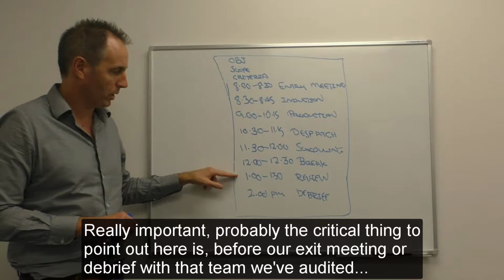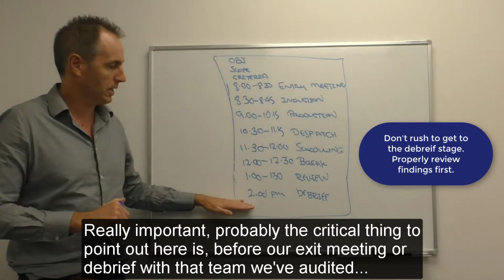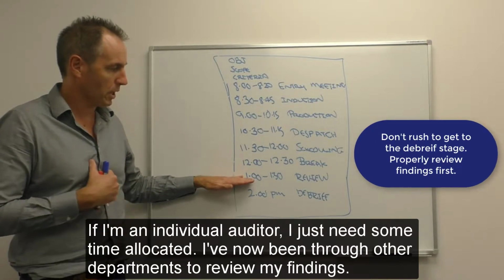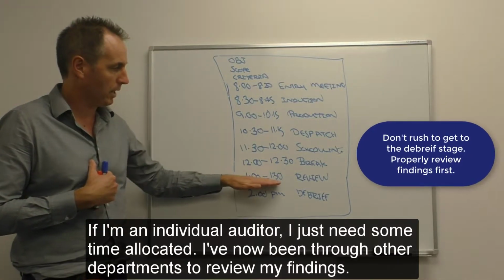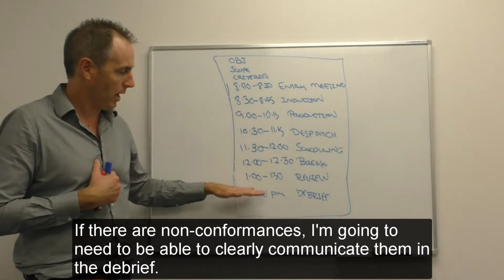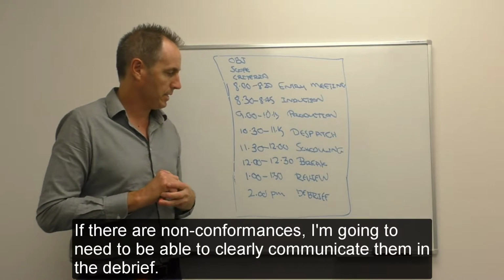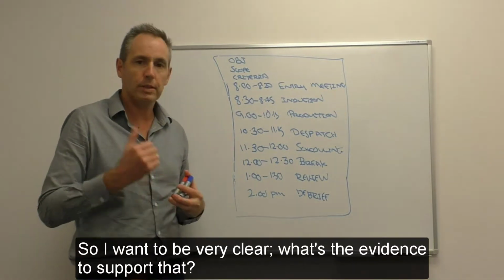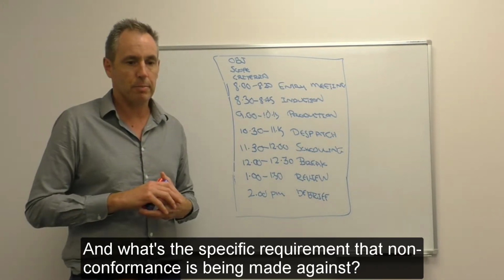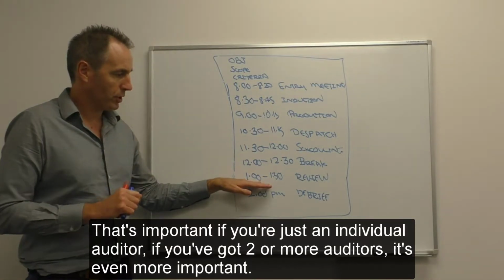Really important, probably the critical thing to point out here, is before our exit meeting or debrief with that team we've audited, if I'm an individual auditor, I just need, again, some time allocated. I've now been through other departments to review my findings. If there are non-conformances, I'm going to need to be able to clearly communicate them in the debrief. So I want to be very clear what the evidence is to support that and what the specific requirement is that the non-conformance is being made against. That's important if you're just an individual auditor.